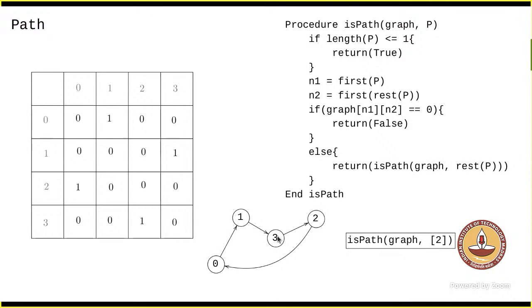So you hop to 2. And when you have a single node, when you are on 2, you have already reached your destination. Okay, so there is a path, so you just return true. So length P less than or equal to 1 means there is a path.